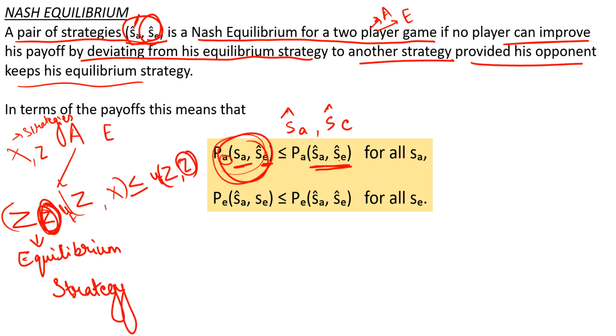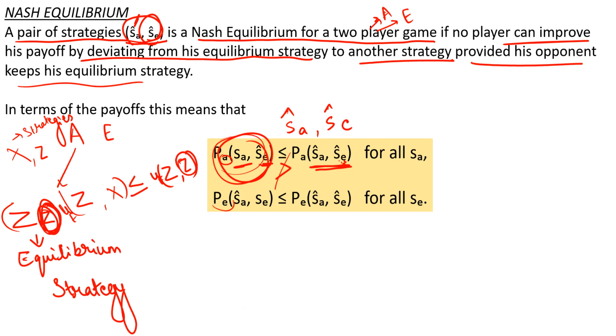So we are simply saying that if E chooses its Nash equilibrium strategy, then A will automatically choose its Nash equilibrium strategy or will not have any incentive to deviate from that strategy, right? There's a possibility that some other alternate strategy will provide the same payoff. That is possible. But this relation can never be reversed, right?